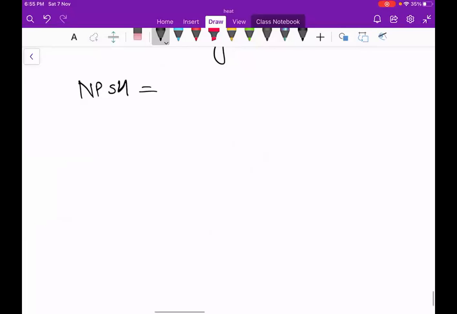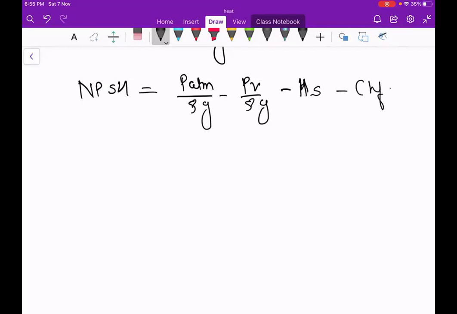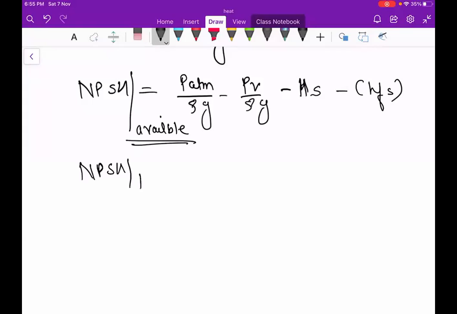NPSH is basically P atm by rho g, minus P v by rho g, minus suction head, minus HFS. Okay, so this is the NPSH available. There is one more NPSH, that is the NPSH required. It will be given by the company.